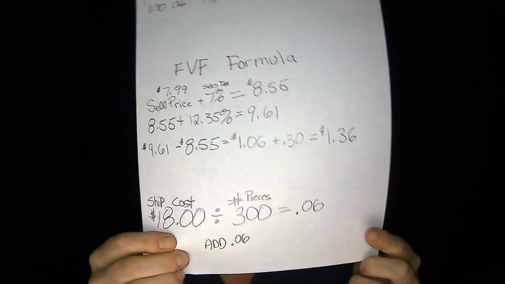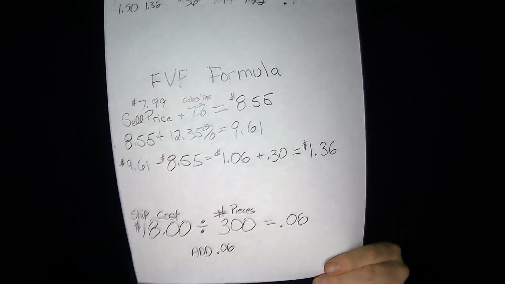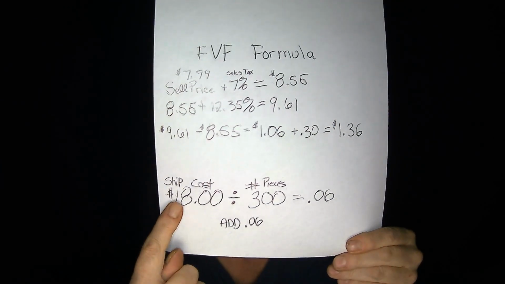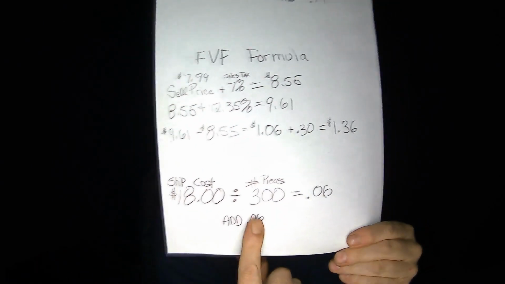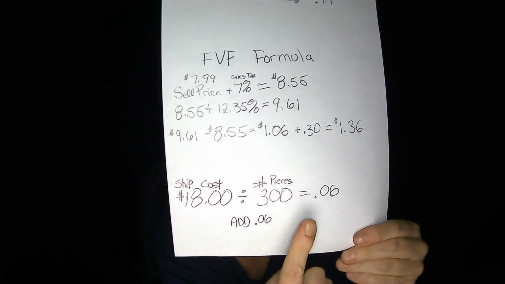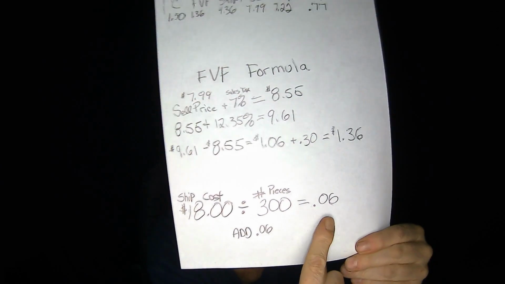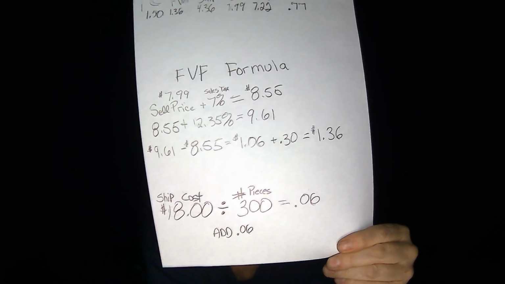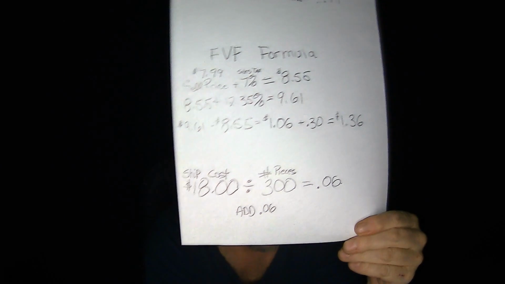And what I have down here is a formula right here for figuring out what you paid for each piece. Now, say your shipping is $18, and you bought a bunch of dozens of things, but all of it, each individual piece totals 300 pieces. Okay, so you divide 18, the shipping cost, by the number of pieces. In this instance, it equals 0.06. So you're going to add 6 cents to what you actually bought the item for, because you're breaking up the shipping cost and putting it into each piece.